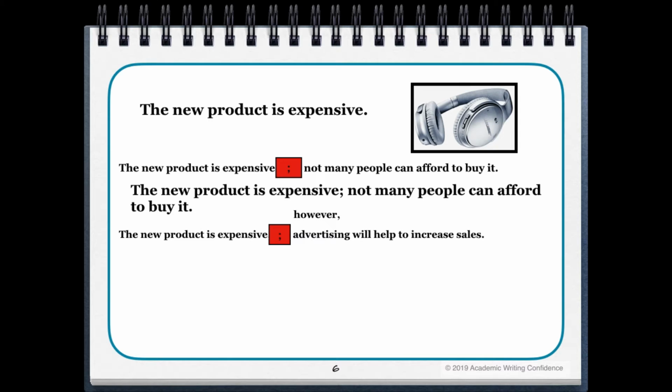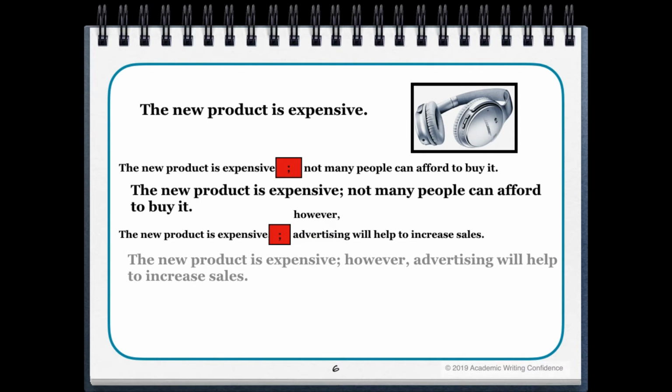Often in this type of sentence you can use the word however to replace the word but and make a higher level sentence. So the new sentence looks like this. The new product is expensive; however, advertising will help to increase sales.